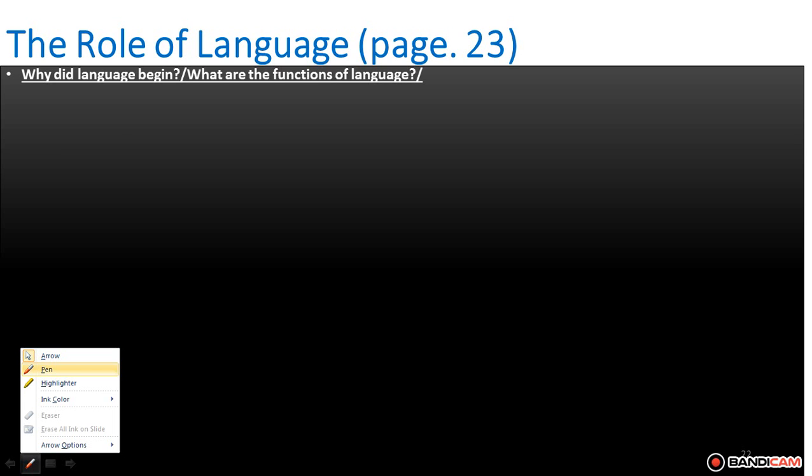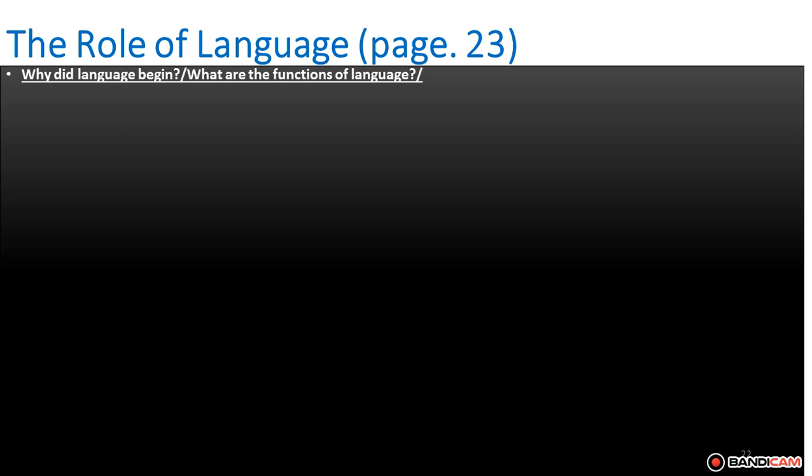This is equal to this, okay? These questions are identical, okay? You should know that they are the same, okay? They are the same: What are the functions of language? Or, as I said, why did language begin?